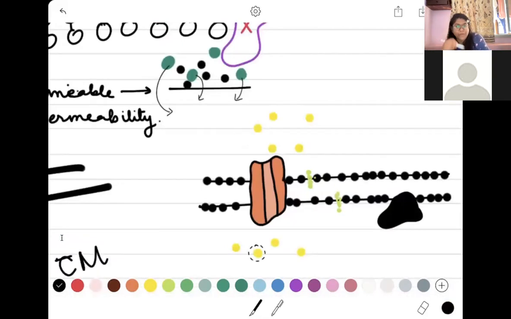If it is happening from a lower concentration to a higher concentration, we said it is going to be your passive transport. If it is happening from the higher concentration to the lower concentration, that would be your passive transport. If it is happening from lower to higher, it is going to be your active transport. Okay, now you have your protein channels.